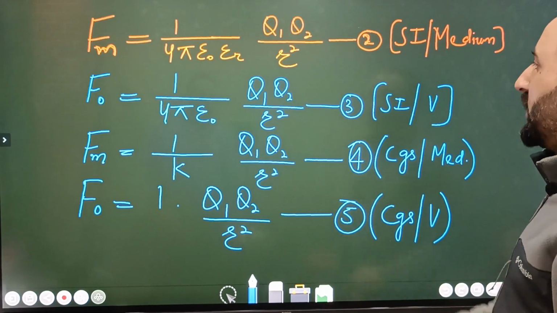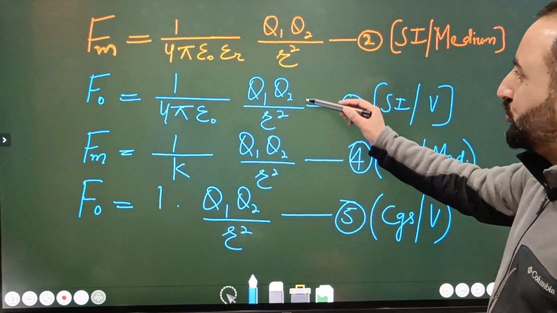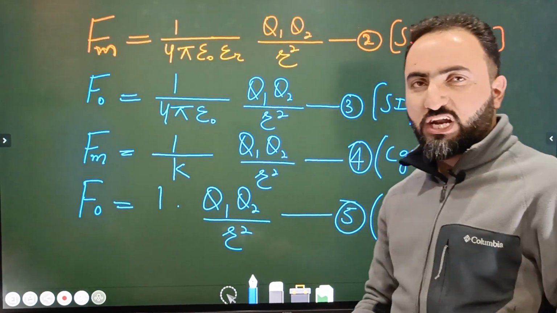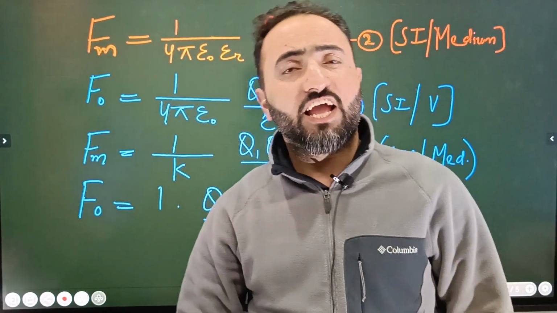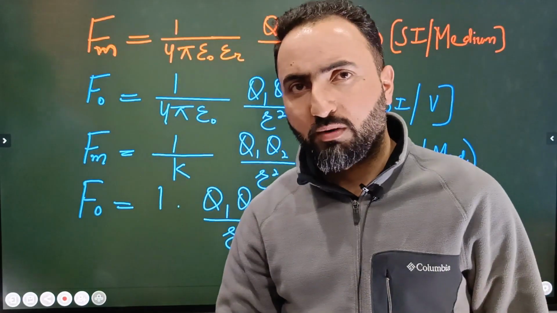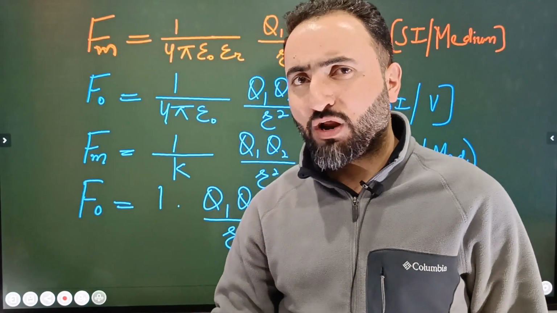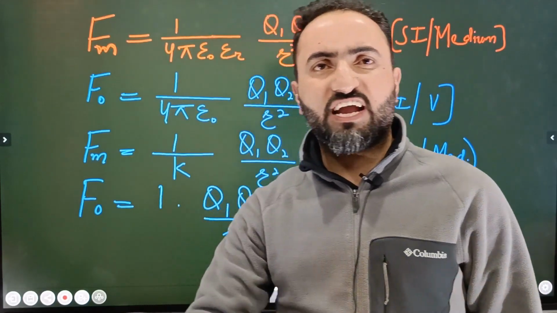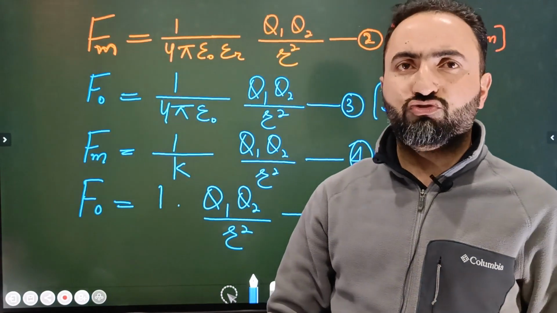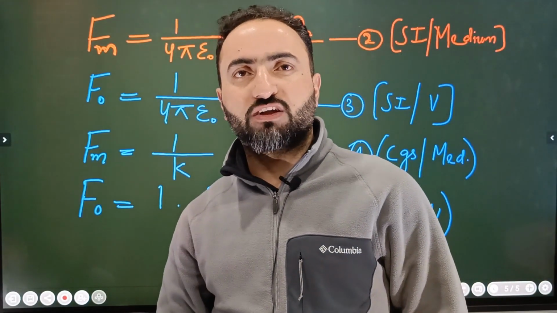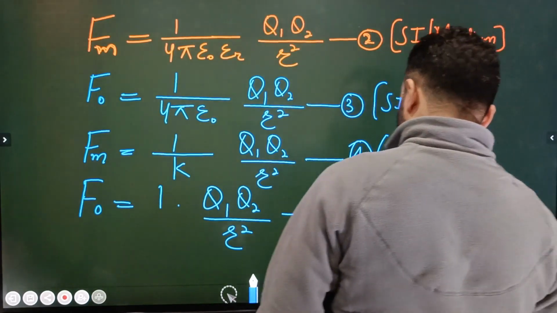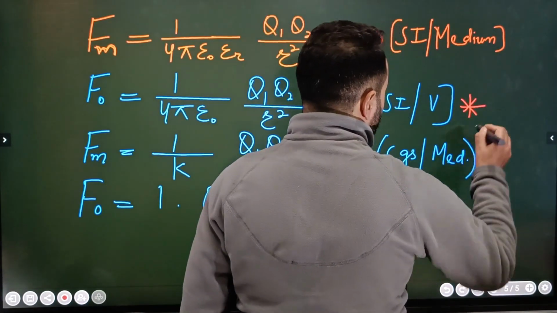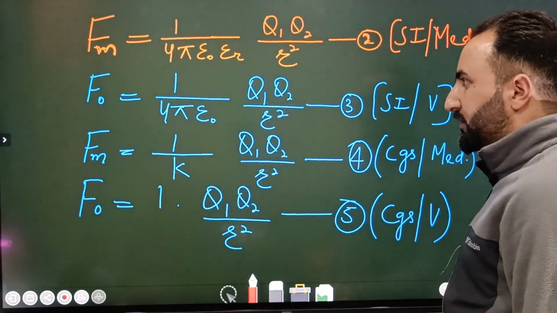Now among the 4 different equations, this equation number 3 is the most important equation. Why is this the most important equation? The reason is that when we'll be solving the problems, in 99.9% of the problems we'll be using SI system as the system of the units. And number 2, in almost all these problems we'll be assuming that there is vacuum which is separating the 2 point charges. So that's why this equation becomes our most important equation.